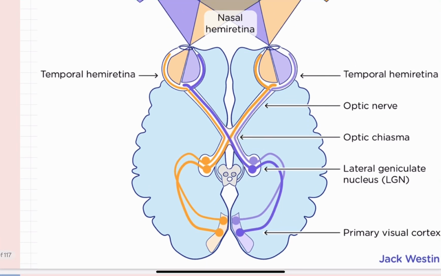This is the optic chiasma. So it crosses the information so that it can be processed.